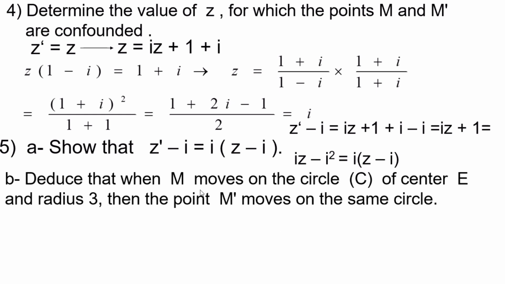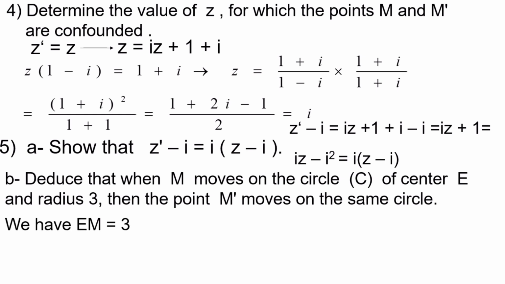Deduce that when M moves on the circle of center E and radius 3, the point E of coordinates 0, 1. This is the point of affix I, E, from the beginning of that question. What does it mean that M moves on the circle of center E and radius 3? It means that EM equals 3. So modulus of Z M minus Z E equals 3. It means we have modulus Z minus I equal 3.